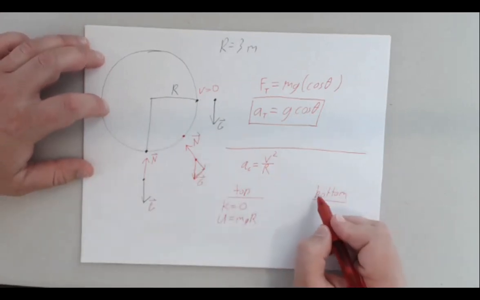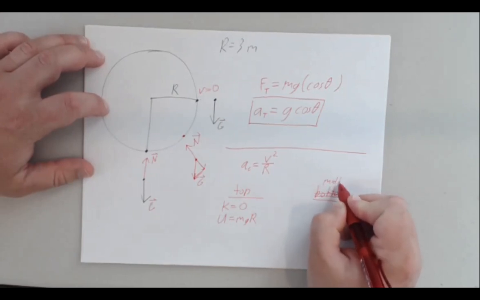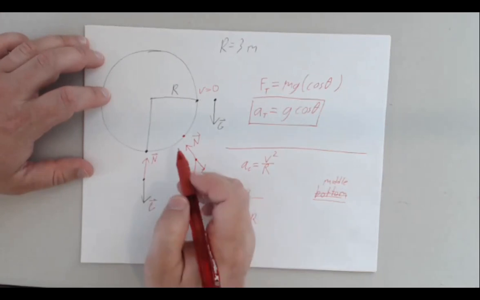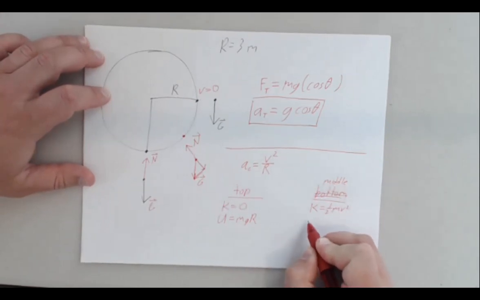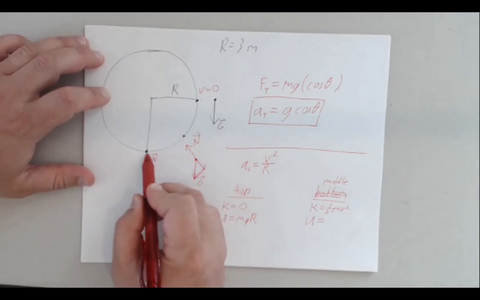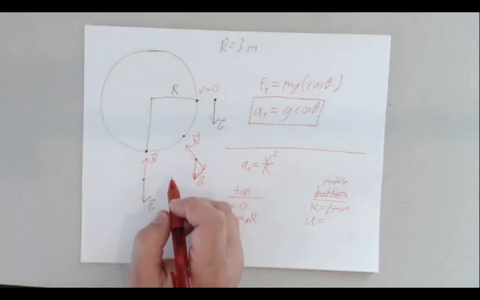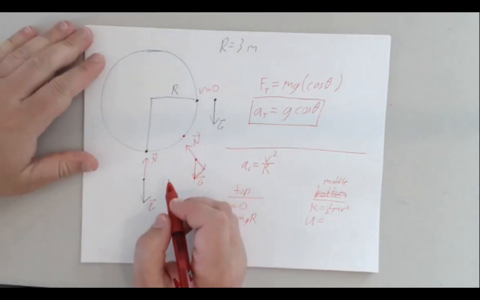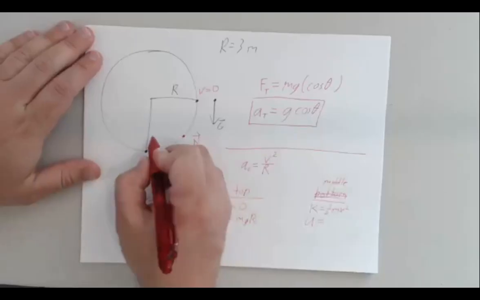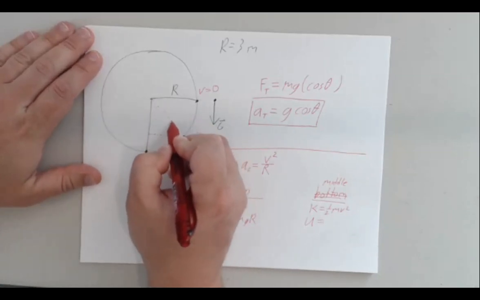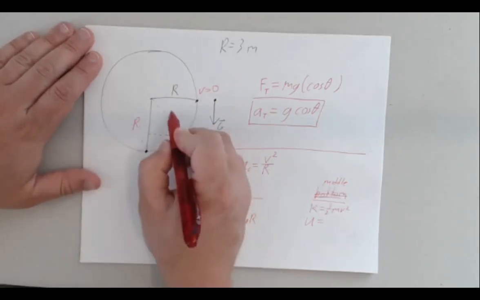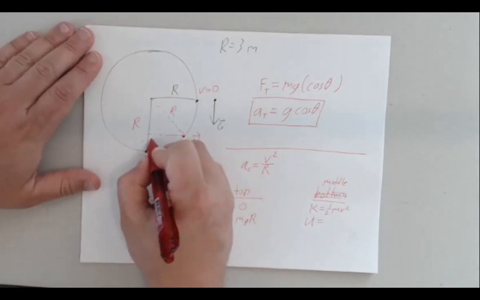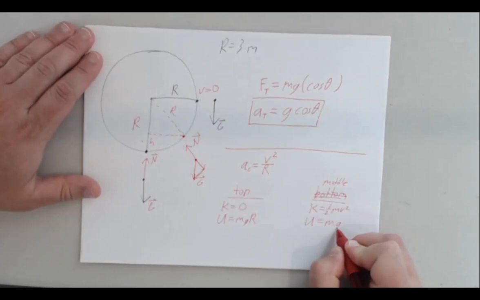Okay, now instead of thinking about the bottom, let's think about this in the middle, because that's what we really want. In the middle, we have some kinetic energy, but we still have some potential energy too, because we're not all the way at the bottom yet. So how much potential energy do we have? Still mgr? Well, it's mgh. If we make a little triangle here, we know that this whole side is r, and this is our h. So we have mgh.